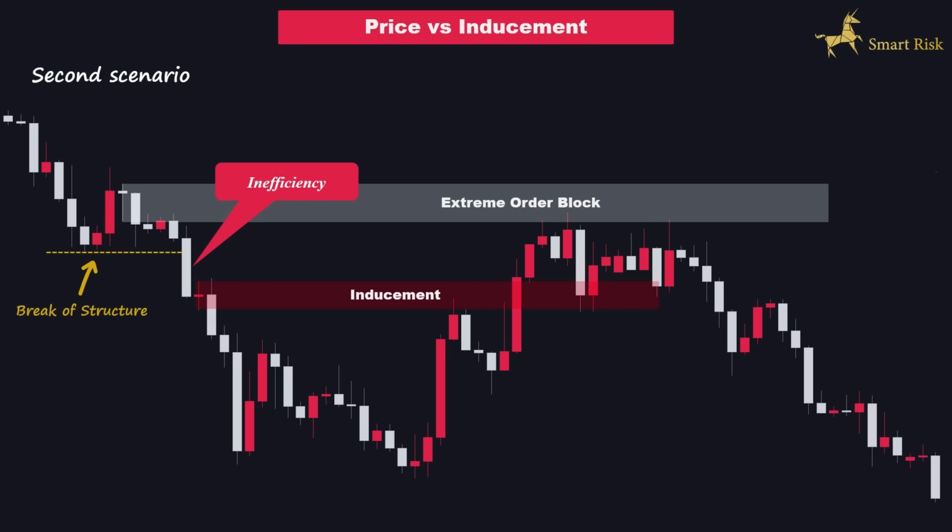In the second scenario, price enters the inducement area and initially reacts slightly, but instead of respecting the inducement zone, disregards it. This leads to the triggering of stop losses placed above the inducement zone, resulting in a liquidity sweep pattern. Subsequently, price continues its movement towards the next order block zone located at the extreme.